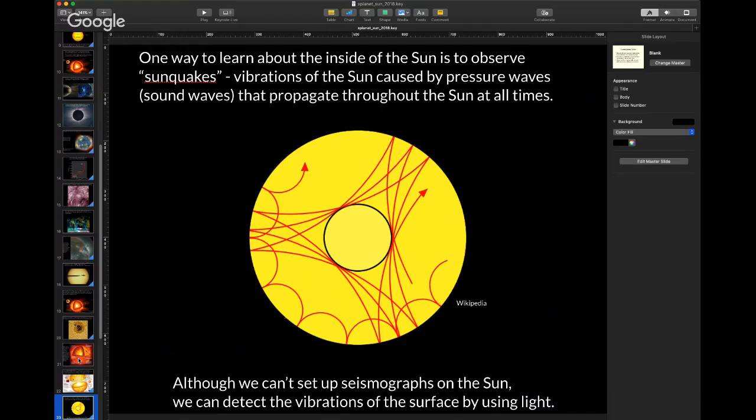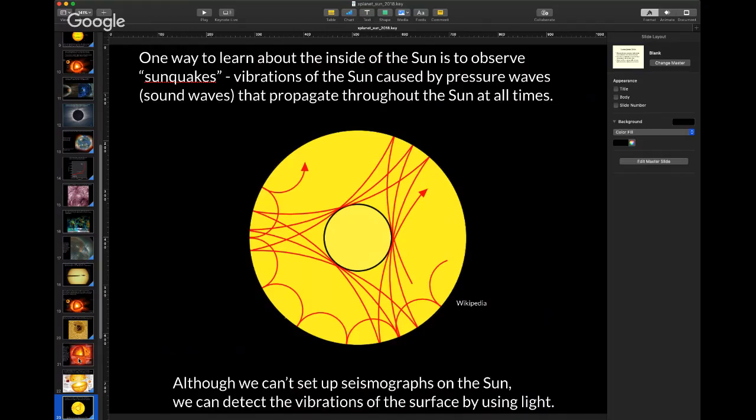The sun is not solid. It's a ball of gas. It shakes around like a bowl full of jello, and you can set up quakes, star quakes, vibrations of the sun, which are caused by pressure waves that propagate through the sun at all times. One of the primary modes of the sun is about a 5-minute period. So the sun, if you like, breathes on 5-minute time scales.